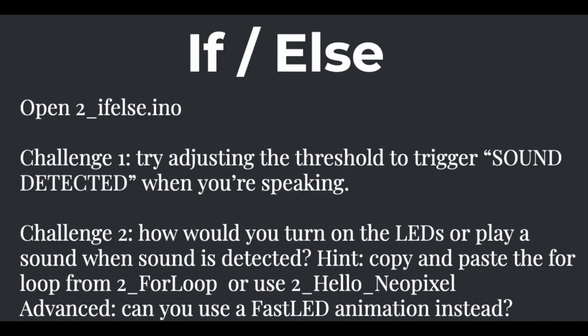Now it's time for two challenges. First, see if you can adjust the threshold to trigger "sound detected" only when you're speaking. If you have trouble doing this, see the last video. For a second challenge, can you change the code so that instead of saying "sound detected," it lights up the LEDs? As a hint, try copying and pasting the for loop from the hello NeoPixel sketch. For advanced students, try triggering a FastLED animation.